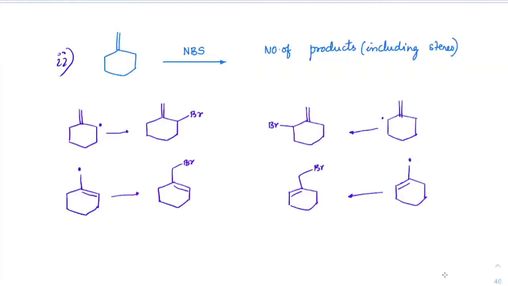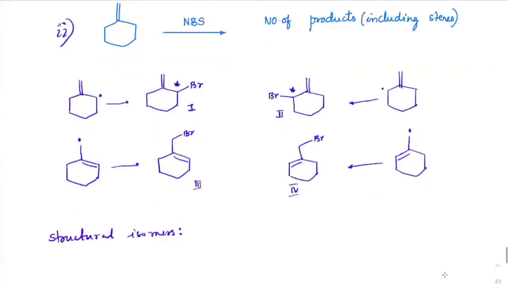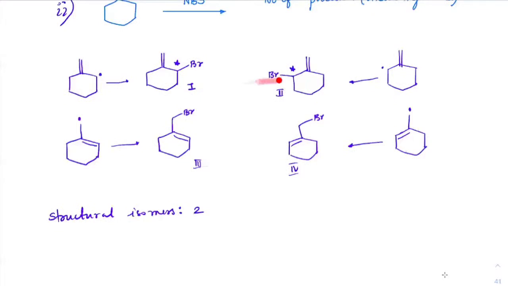Now check out if there is any chiral center in all of them. First, there is a chiral center here, correct? There is a chiral center here, right? And next, there are no chiral centers in either of the cases. Everybody got that? Now tell me, if I take these as 1, 2, 3, and 4, how many structural isomers am I getting? Only 2. Check carefully. These two are the same only. These two are the same only. So I will get only 2 structural.